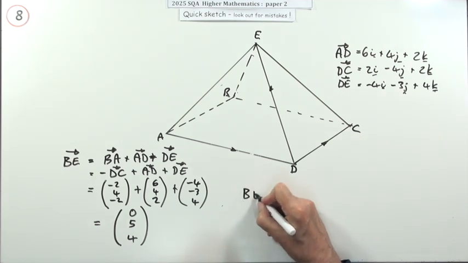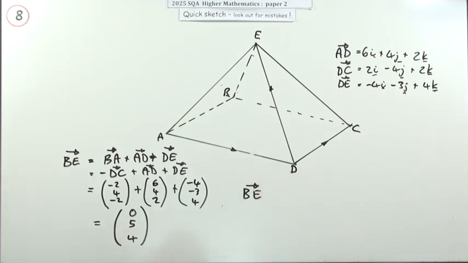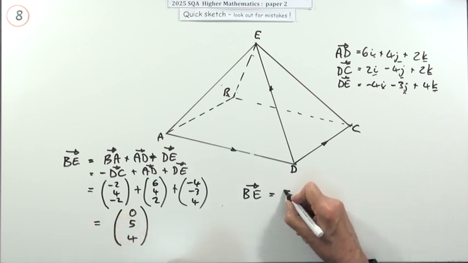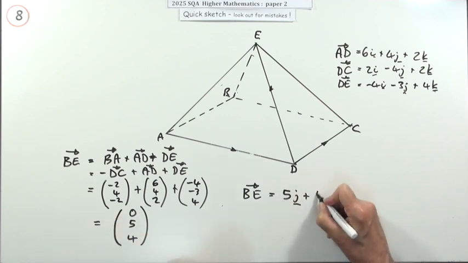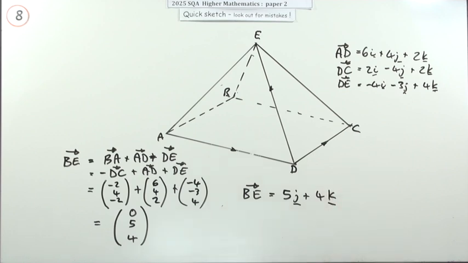But you have to express them in terms of, that's what it said, wasn't it? i, j, and k in terms of the base vectors. So I've got no i's. I've only got 5 lots of j and 4 lots of k.